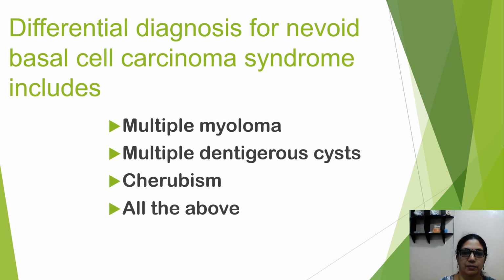Next, differential diagnosis for nevoid basal cell carcinoma syndrome includes. In this also we are seeing multiple odontogenic keratocysts. So what is the differential diagnosis for this? Multiple myeloma, multiple dentigerous cysts, cherubism, or all the above? The answer is all the above. In multiple myeloma also you will see multiple radiolucent lesions, and multiple dentigerous cysts, as the name indicates, are dentigerous cysts which are multiple in number. In cherubism also you will see multiple, multilocular radiolucencies. So all this will come under the differential diagnosis for multiple odontogenic keratocysts as seen in this syndrome.